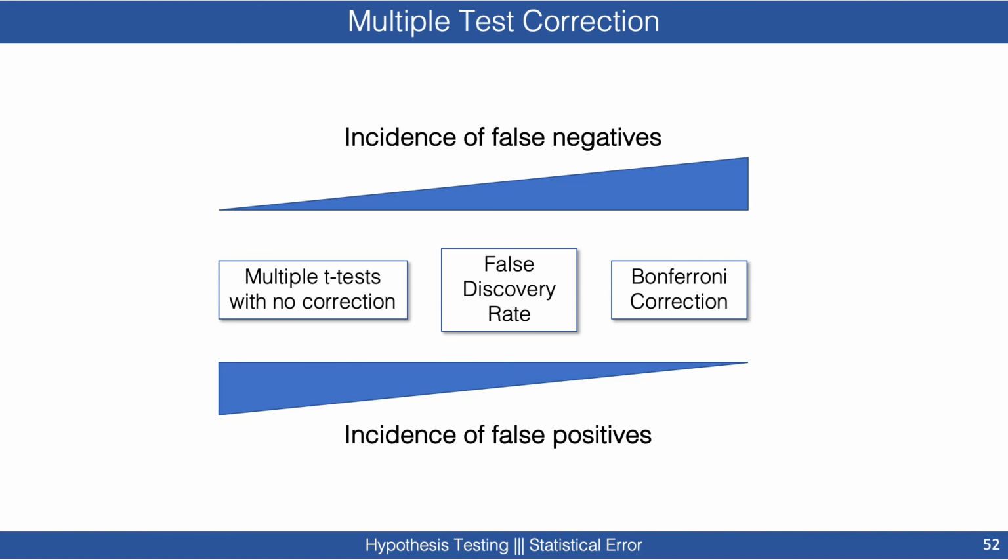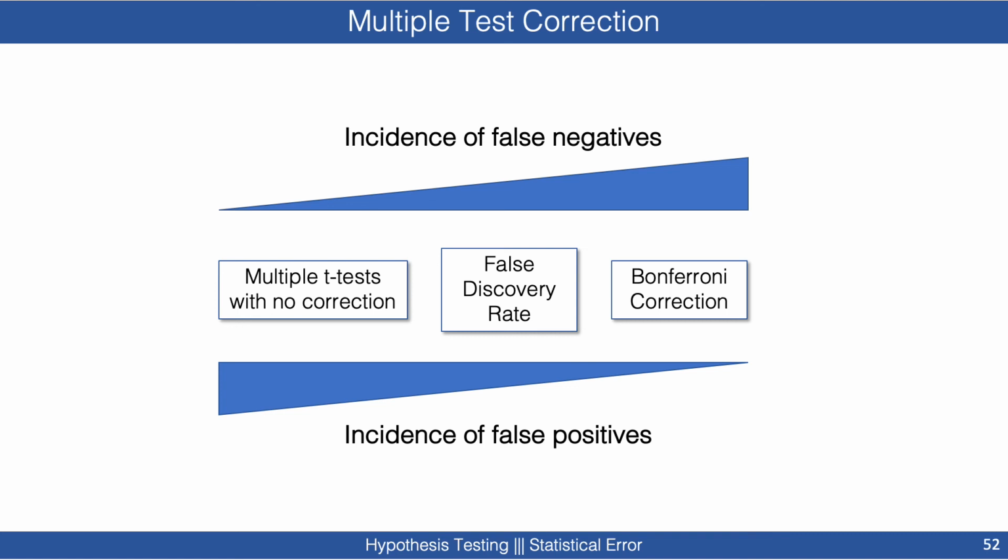So just to summarize how all this works, there are different ways in which you can control for the problem of doing multiple independent hypotheses in the same experiment. And if you do not correct for multiple hypothesis testing, then you will very rarely fail to reject the null hypothesis when it should be rejected, meaning that your false negative rate will be tiny. But that will cost you because you will have a high incidence of false positives. You will be rejecting the null hypothesis many times when you should not.